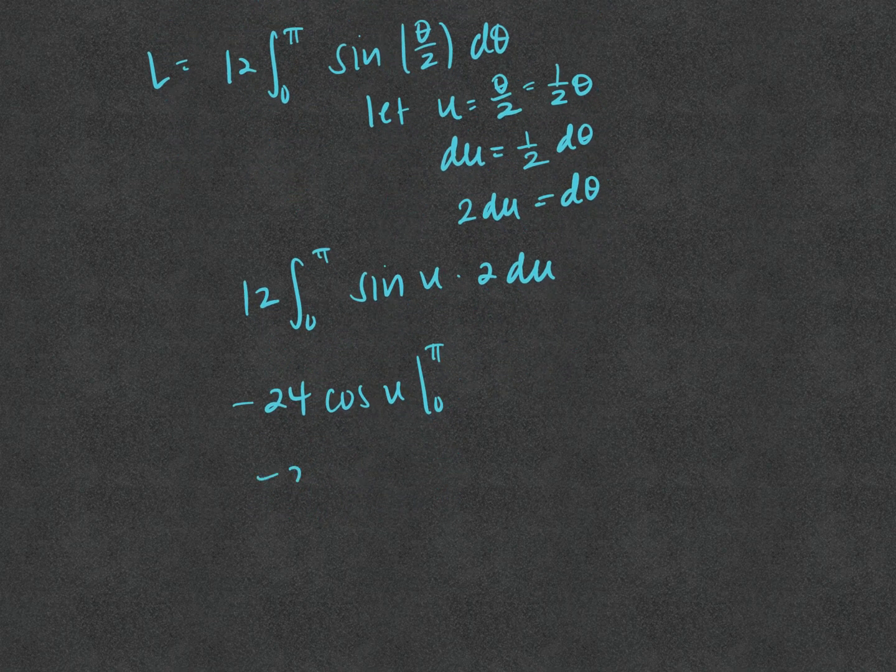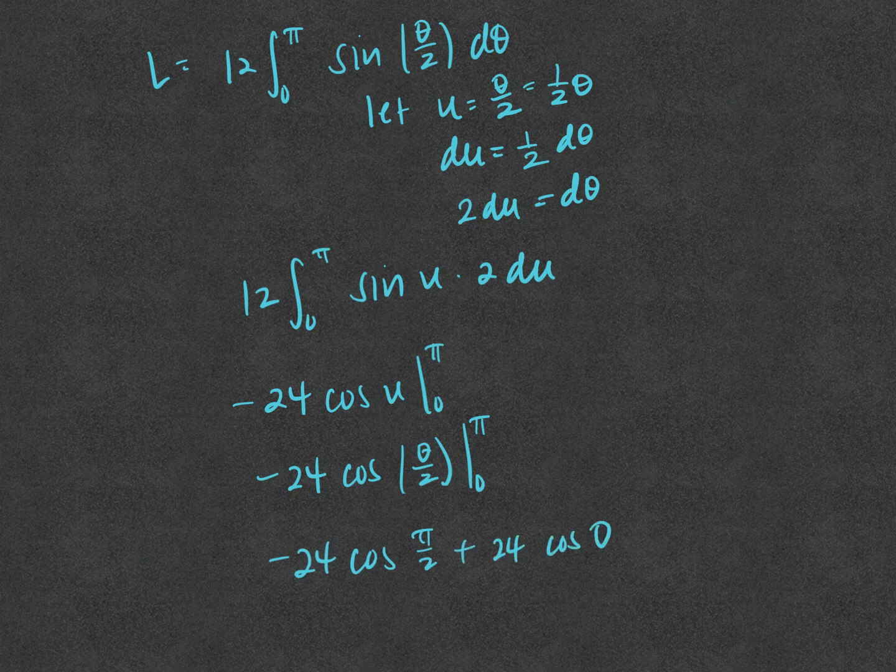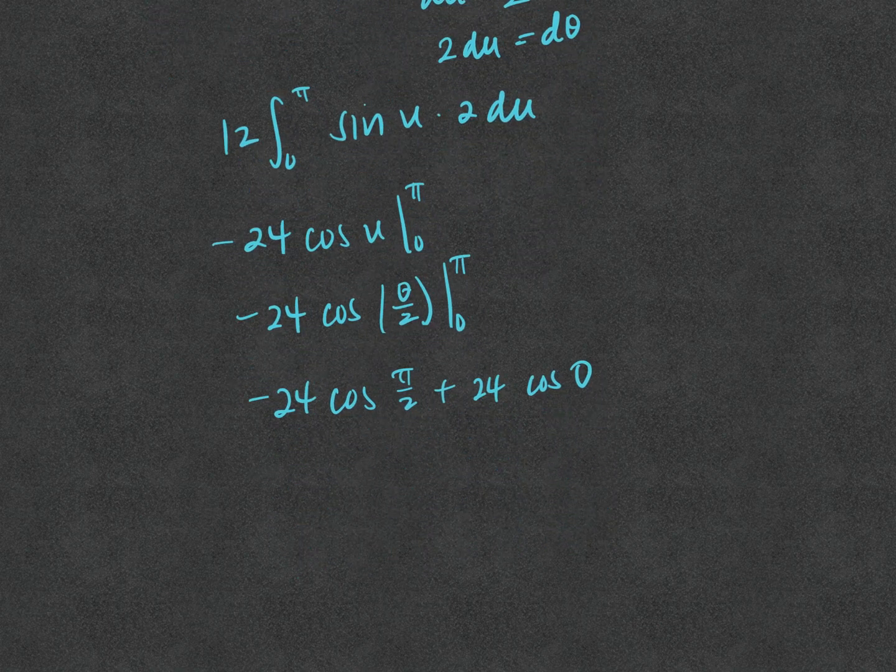So that means we have negative 24 cosine of u, now u is theta over 2, from 0 to pi. So we have negative 24 cosine of pi over 2 plus 24 cosine of 0. Now cosine of pi over 2 is 0, plus 24 times cosine of 0, which is 1. So this answer is 24.